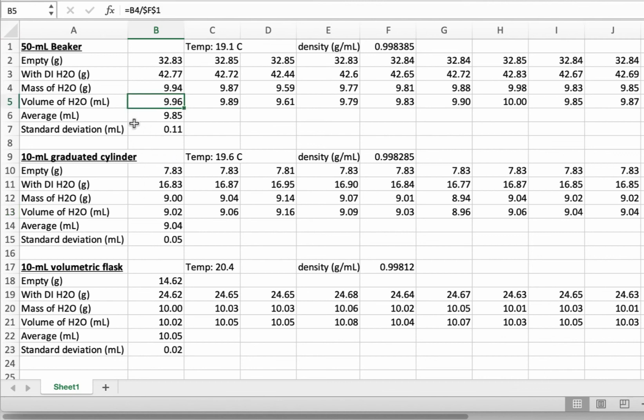And the beaker had quite a bit of scatter, but it was fairly close to 10 milliliters. So I could say that it was fairly accurate, but not very precise. So we can have measurements that are accurate and precise, one or the other, or neither.